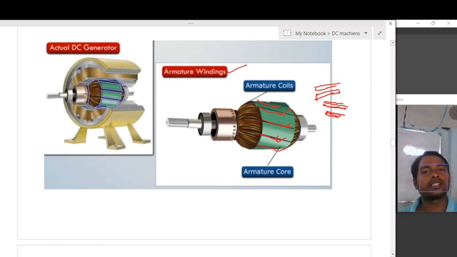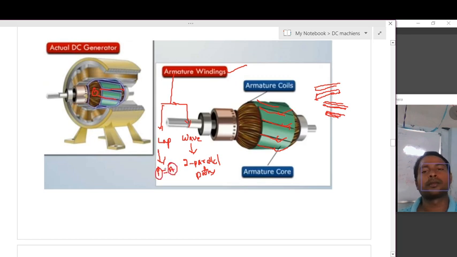Next is armature winding. Armature winding is placed between the slots, as I explained already. Armature winding is of two types: the first one is lap winding, and the second one is wave winding. Wave winding has only two parallel paths, and in lap winding the number of parallel paths is equal to the number of poles.